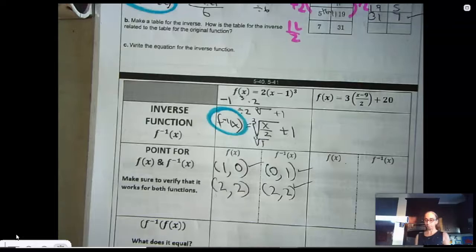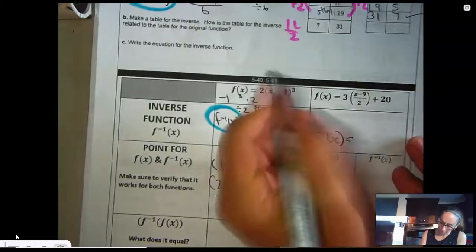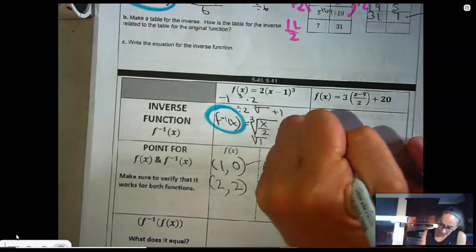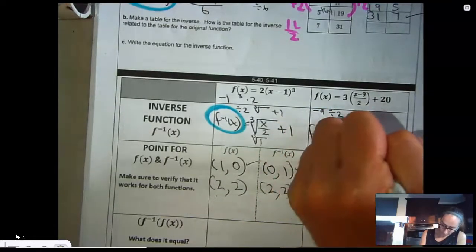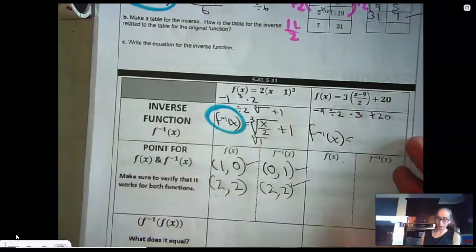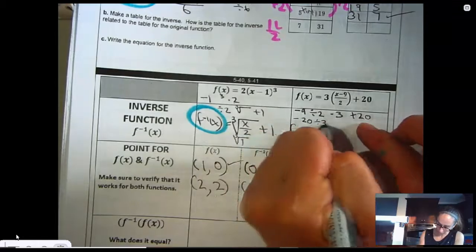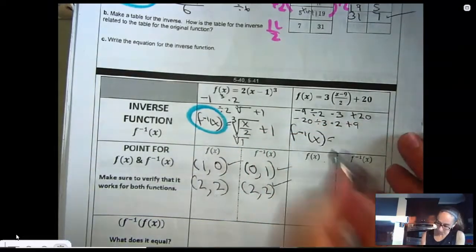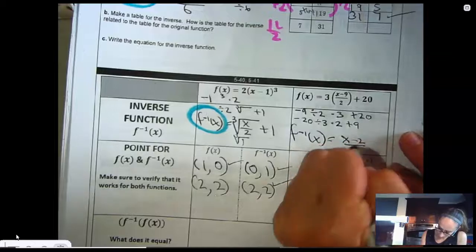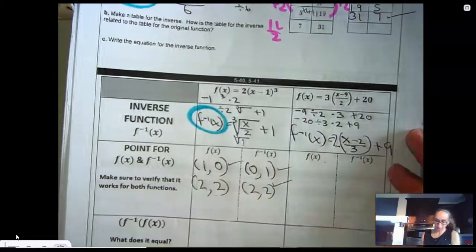All right. F inverse. The first thing I did was subtract 9, then divided by 2, then multiplied by 3, and then added 20. So some of you go, okay, what do I do then? Subtract 20, divide by 3, multiply by 2, and add 9. So, subtract 20, divided by 3, multiplied by 2, add 9.